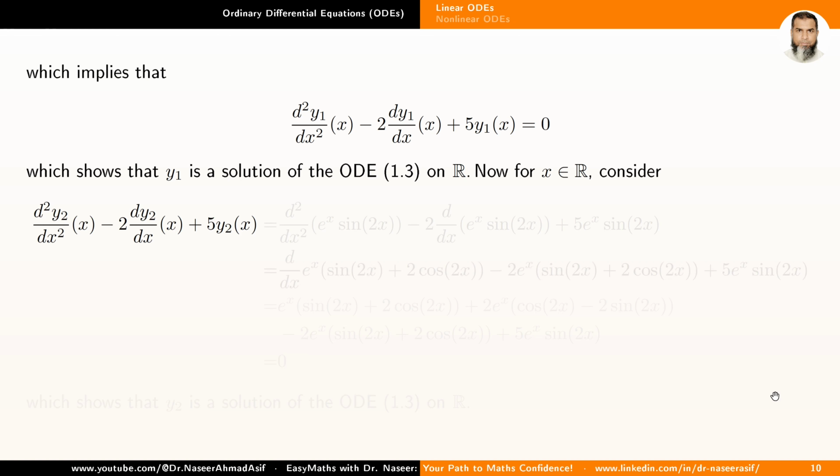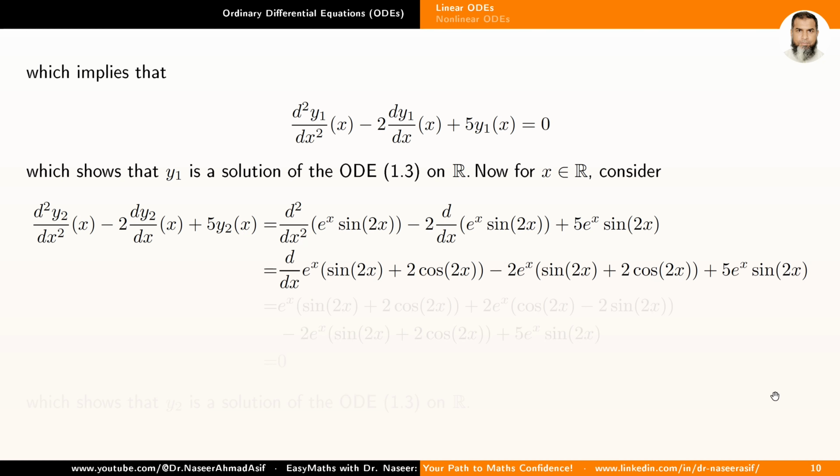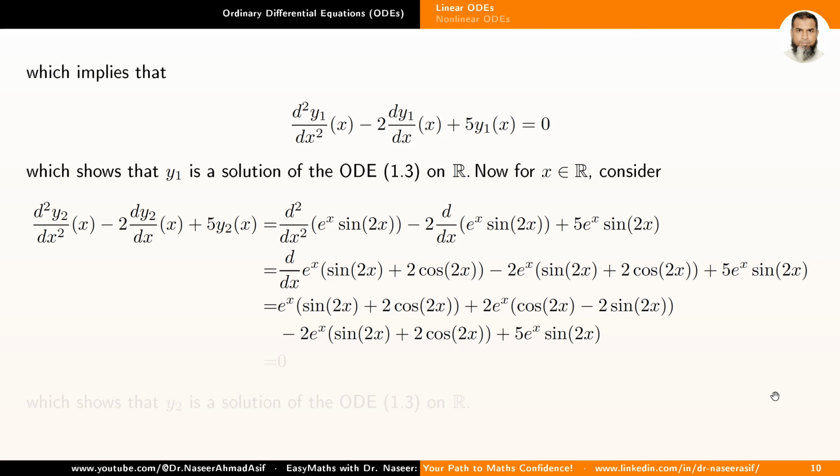Now for x in R, consider d²y2/dx² of x minus 2 dy2/dx of x plus 5 y2 of x, which is equal to d²/dx² of e^x sin 2x minus 2 d/dx of e^x sin 2x plus 5 e^x sin 2x. This equals d/dx of e^x (sin 2x plus 2 cos 2x) minus 2 e^x (sin 2x plus 2 cos 2x) plus 5 e^x sin 2x, which equals e^x (sin 2x plus 2 cos 2x) plus 2 e^x (cos 2x minus 2 sin 2x) minus 2 e^x sin 2x plus 2 cos 2x plus 5 e^x sin 2x, which is equal to 0. It shows that y2 is a solution of the ODE 1.3 on R.